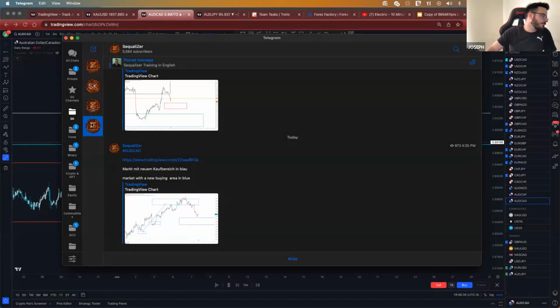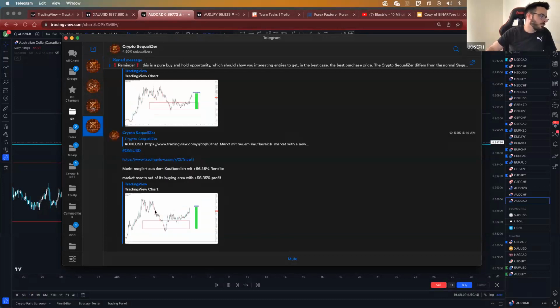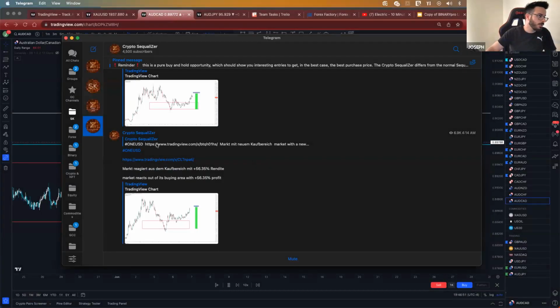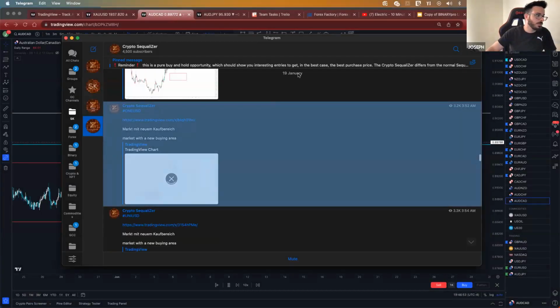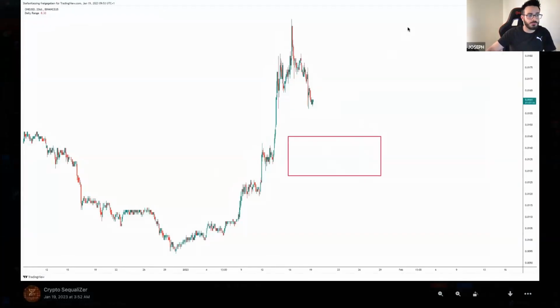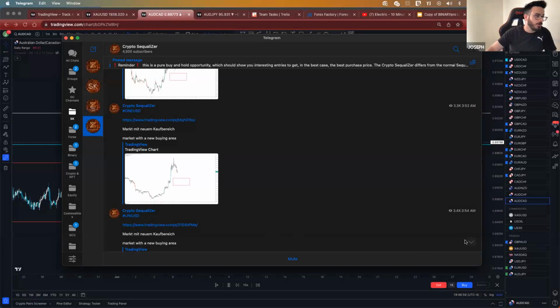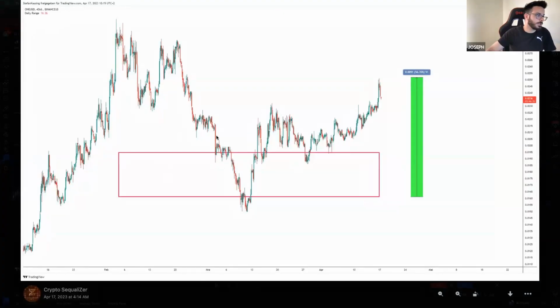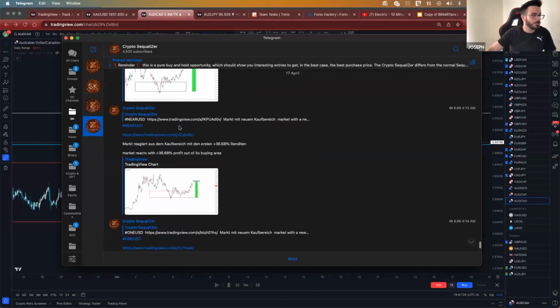By the way, guys, we have a crypto sequelizer as well. They told you before to buy this market and we made a profit like this. They told you on January 19th that we have this area to buy the market from. On April 17, we got the price activated and we made some profit. Same thing with the others too.